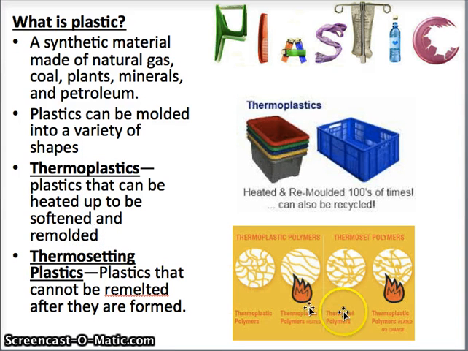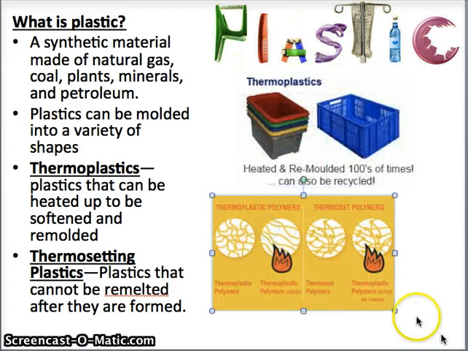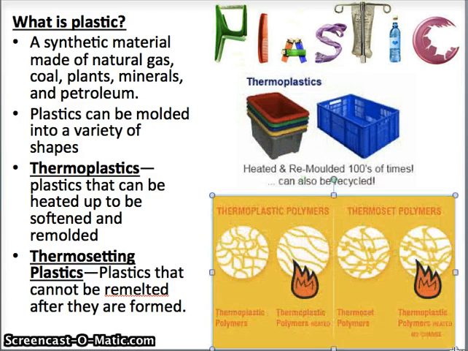So thermoplastic is plastic that can be heated up, softened and remolded. This picture right here shows you what happens to the molecules in thermoplastics once they're heated up. I'm going to make this a little bit bigger for you. At the cooled state, the molecules are pretty close together, but when you heat them up, the molecules start to move around, and once they move around, it becomes a softer material that can be shaped into a new shape and then cooled again.